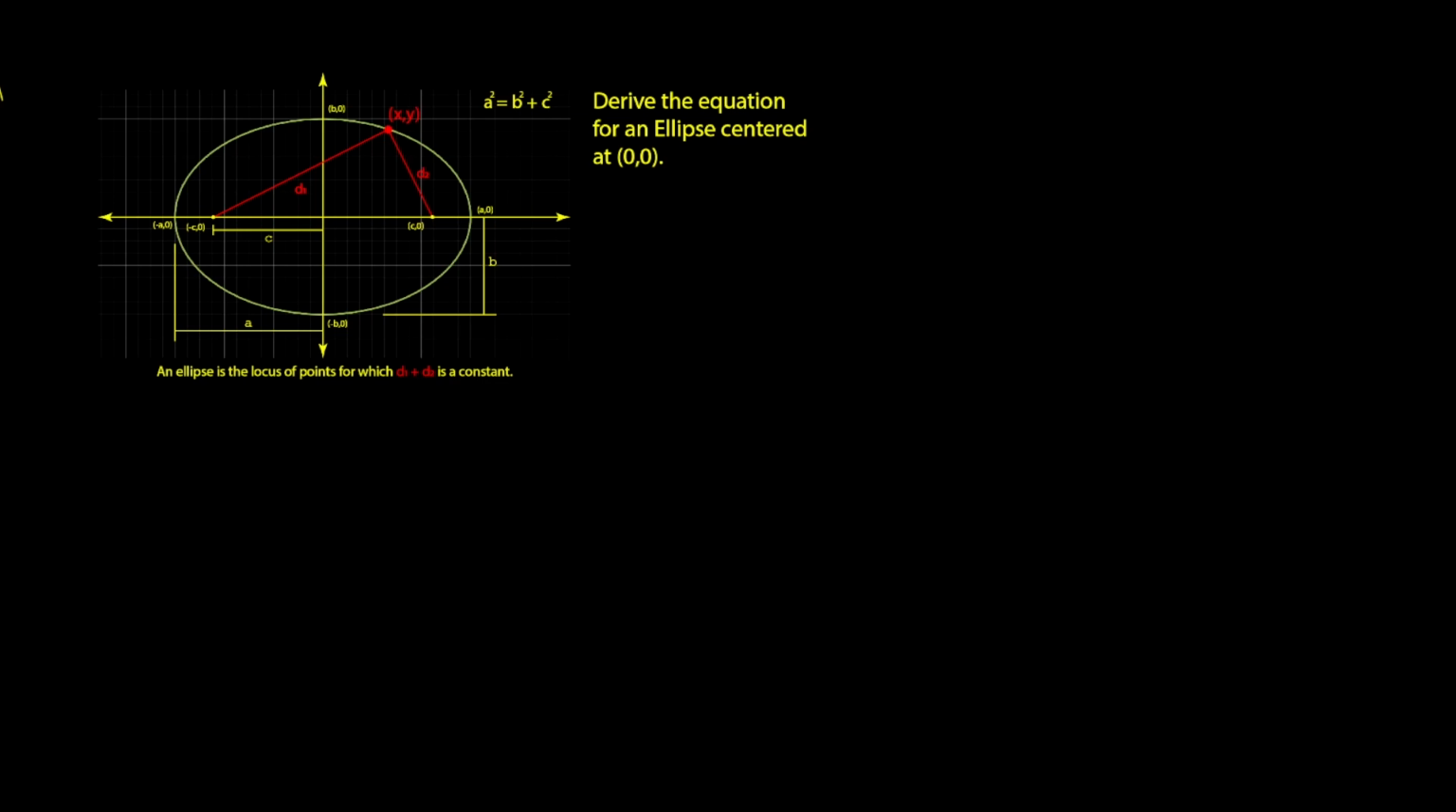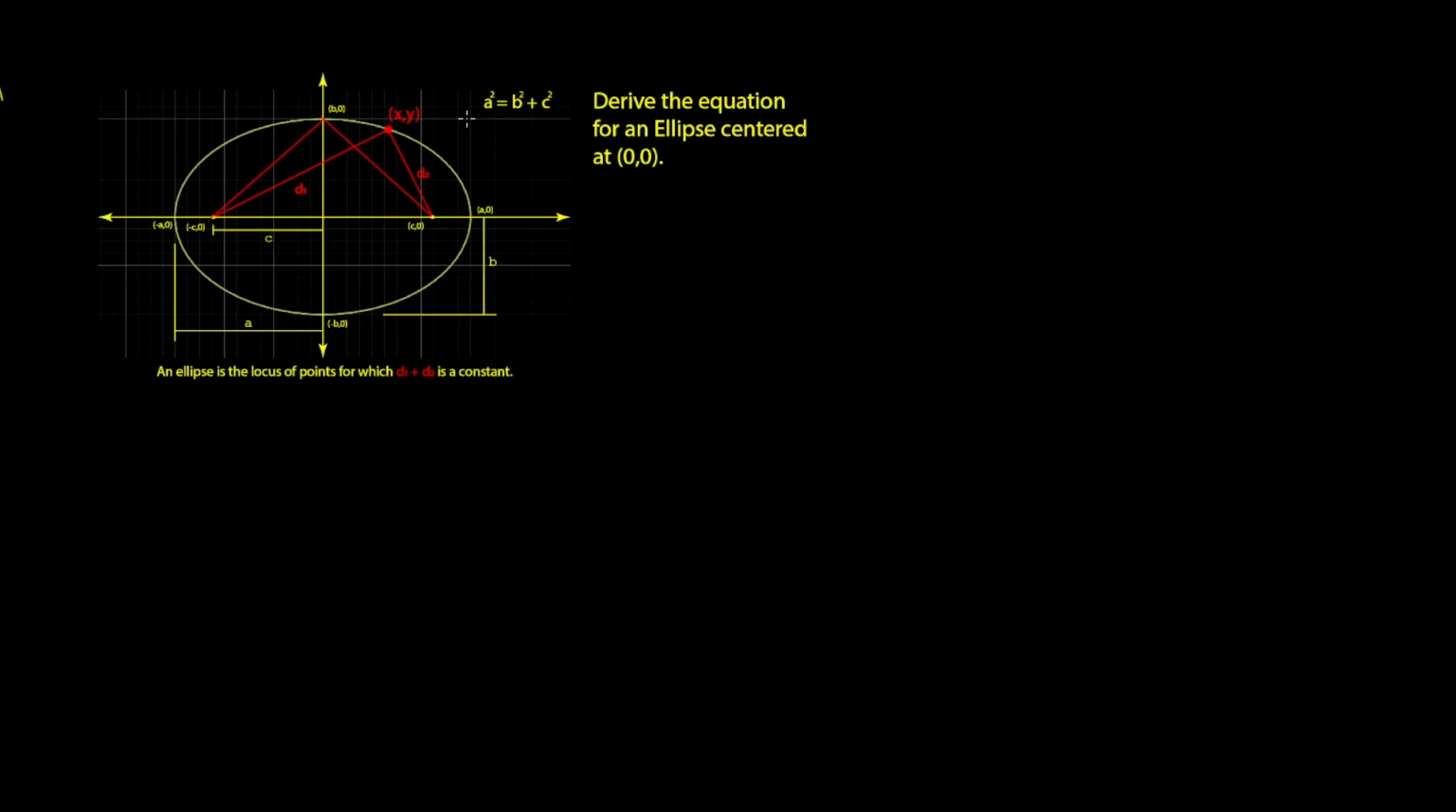This video will deal with the derivation of an ellipse as a locus of points. As you see here, an ellipse is the locus of points for which d1 plus d2 is a constant, d1 plus d2. The first thing we're going to do is show this. This is also d1 and d2, d1 and d2.